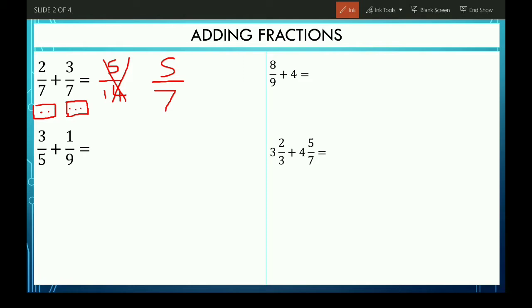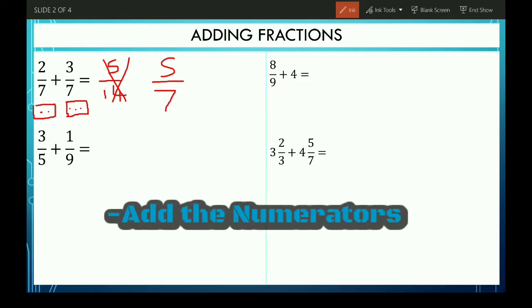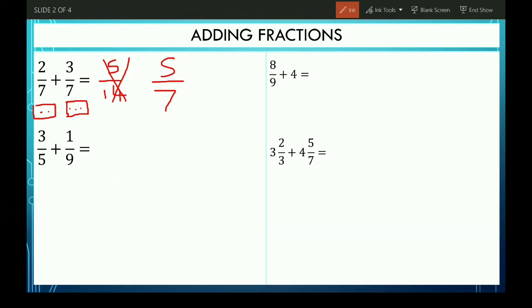Now, simply, this was just the understanding behind it, an explanation, just so that you understand. However, all you need to do is add the numerators. So in this case, you just do 2 add 3, and you keep the denominator the same. Fantastic. Now, let's move on to the next question.